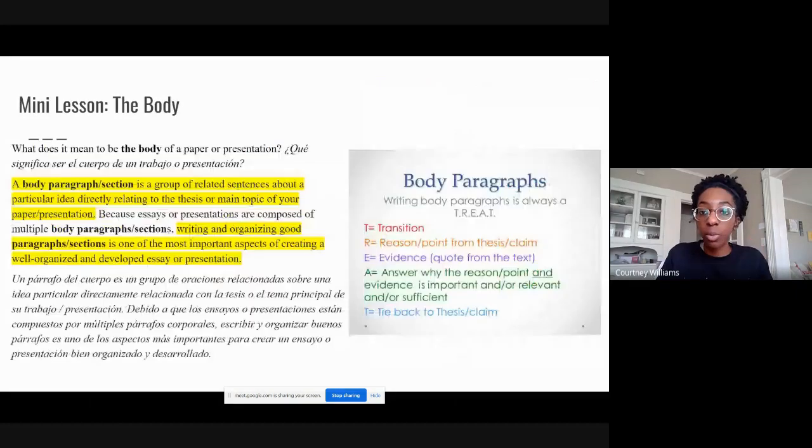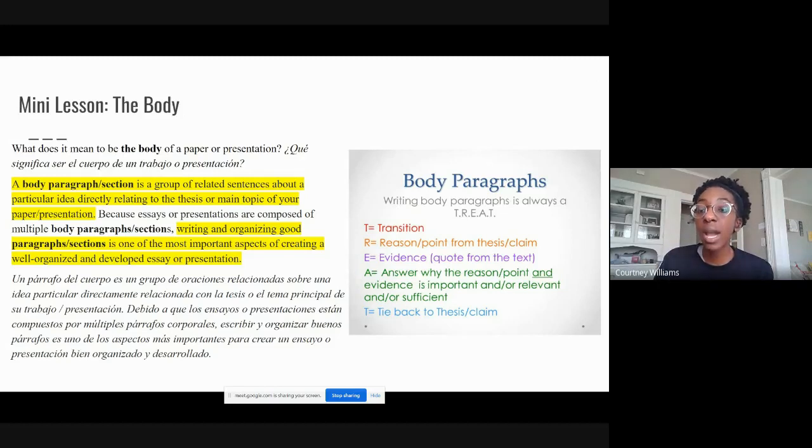Actually, I want to go back for one more second. I also have here this image. And when you think about body paragraphs, you think about the word TREAT. T for transition, R for reason or point from your thesis or claim. E is evidence, right? Which is like your quote from your text. And remember, we went over paraphrasing and direct quotation. And if you're not sure what that is, please refer to Monday's YouTube video. And I actually have 2 videos pertaining to that.